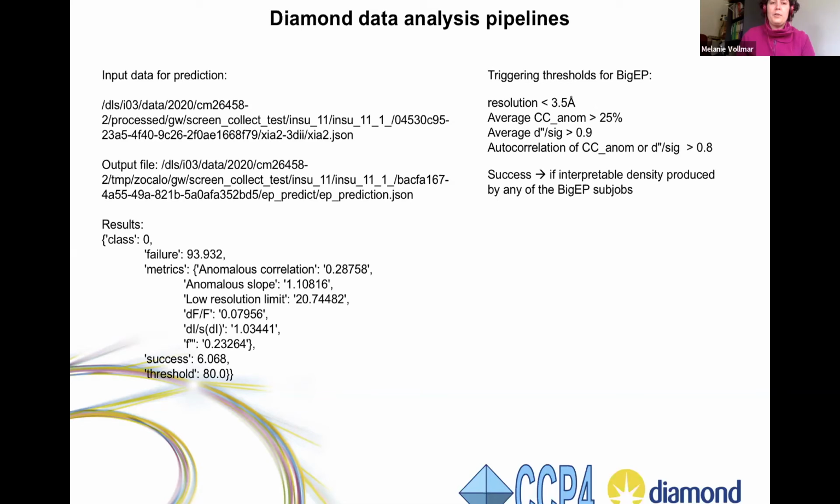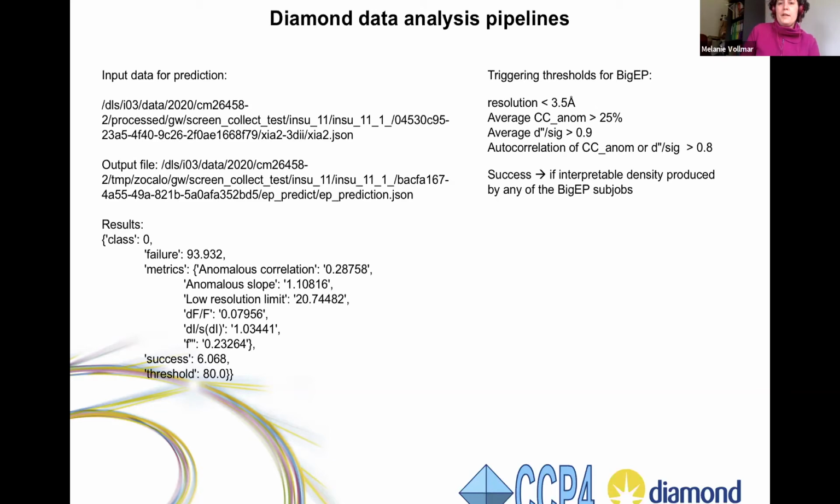I then create an output file, again a JSON file, which has this little bit of text in it, and it gives me a chance for failure or success. Currently we've set a probability threshold of 80%. So if our success has a probability of at least 80%, we really are convinced this is a success. Anything else is labeled as a failure. It's a bit crude at the moment, but this is based on some feedback from users who said they want to have a certain level of confidence that the prediction is going to tell them it's a success.